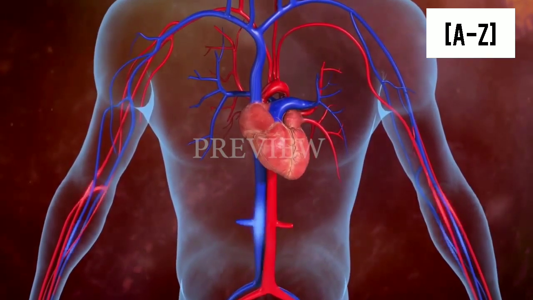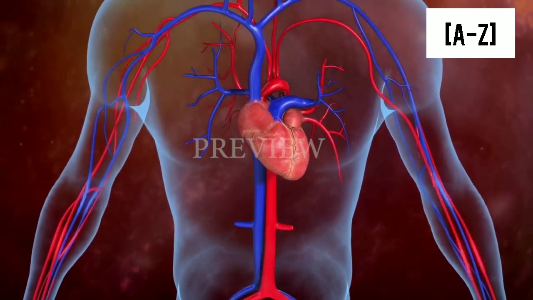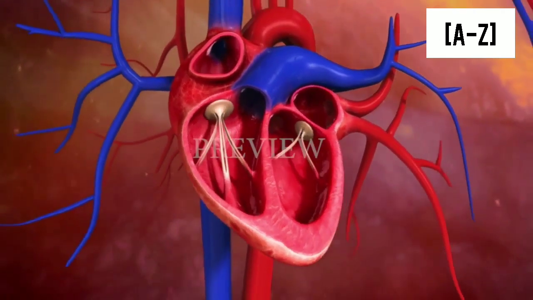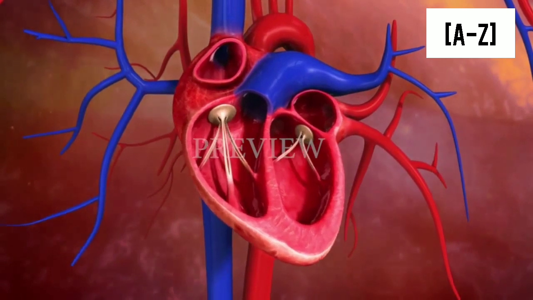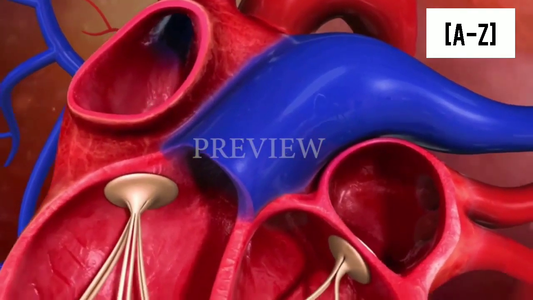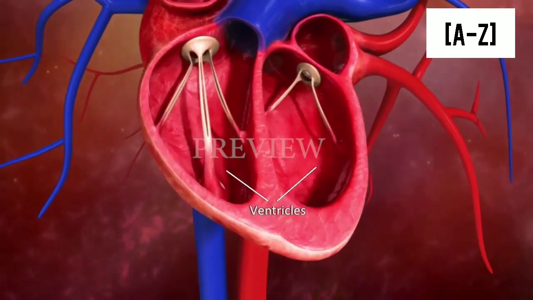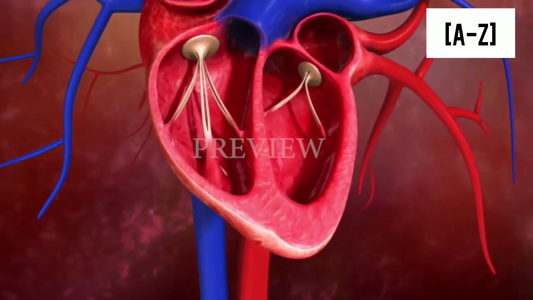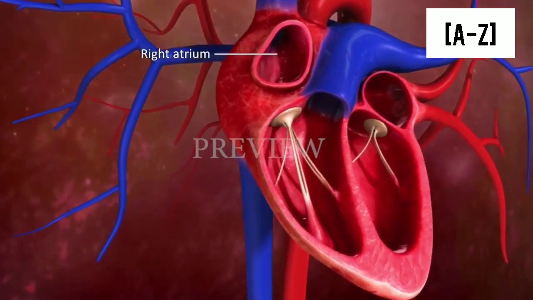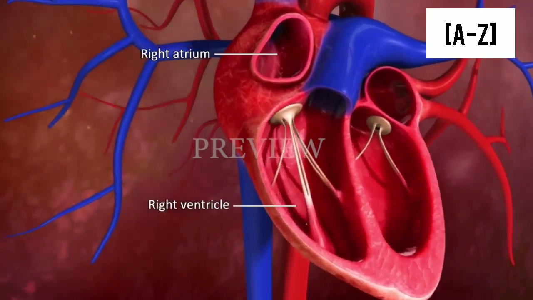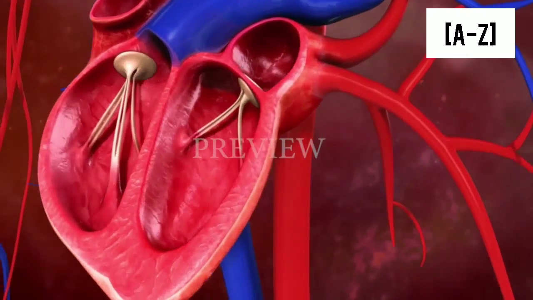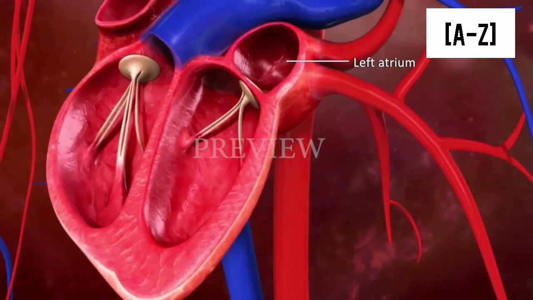Now let's learn about the structure of the heart. The heart has 4 chambers. The upper 2 are called the atria, and the lower 2 are the ventricles. The 2 chambers on the right side of the heart are called the right atrium and the right ventricle. And the 2 on the left side of the heart are the left atrium and the left ventricle.